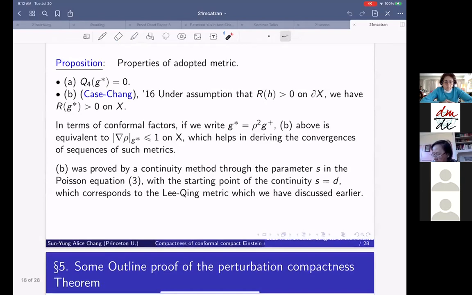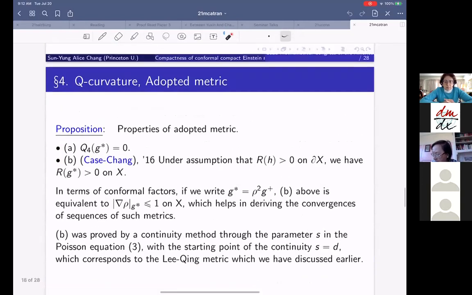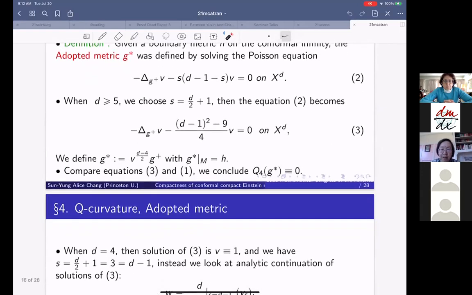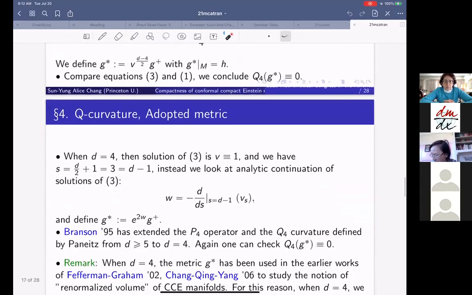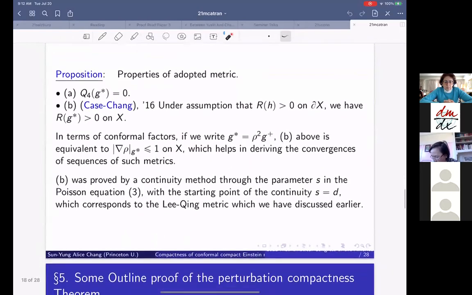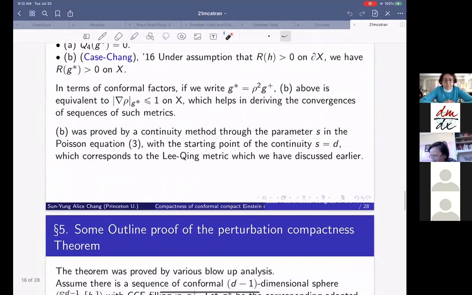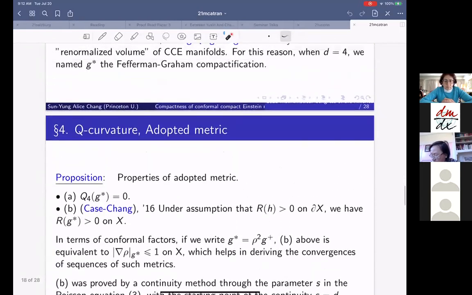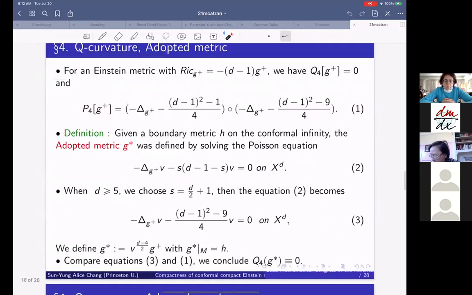And this second result was proved using Li Qing's method, and by a continuation method along the Poisson equation. I won't go into detail. So it's another analytic continuation method. Okay, so now let me at least say a few words about the proof of this result.